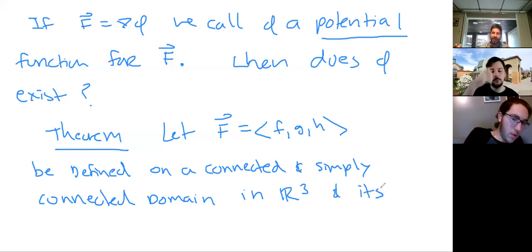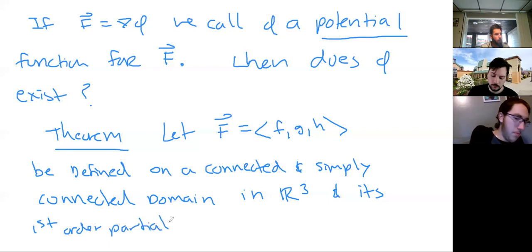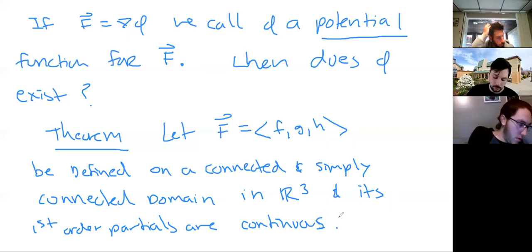And then you need this other technicality. You need its first order partials to be continuous. So we need this requirement to be true. We need all these fancy terms. And to be honest, in Calc 3, we're not going to give you a scenario where they're not. Bad things happen if these things aren't assumed to be true.